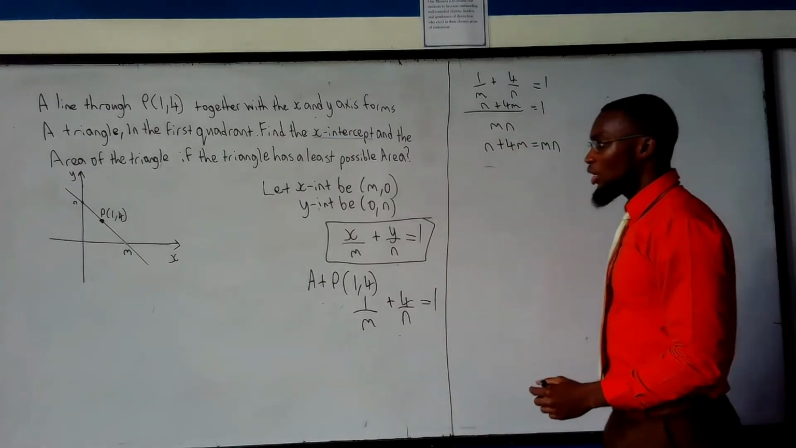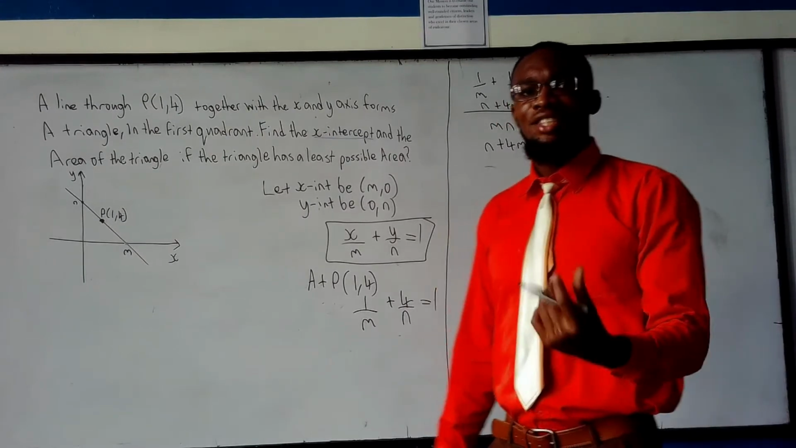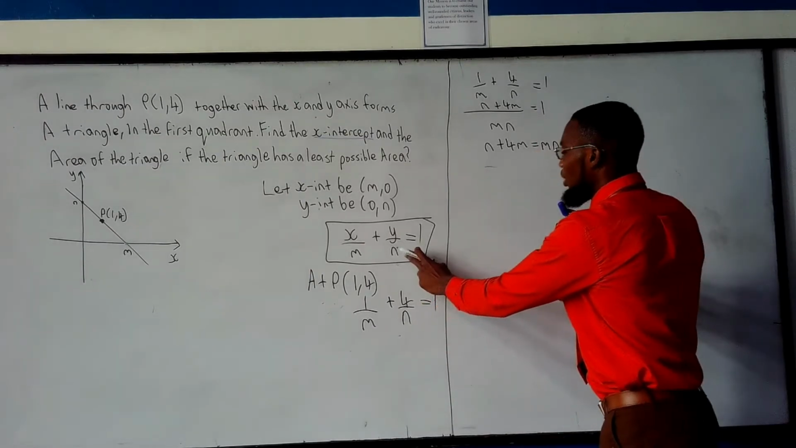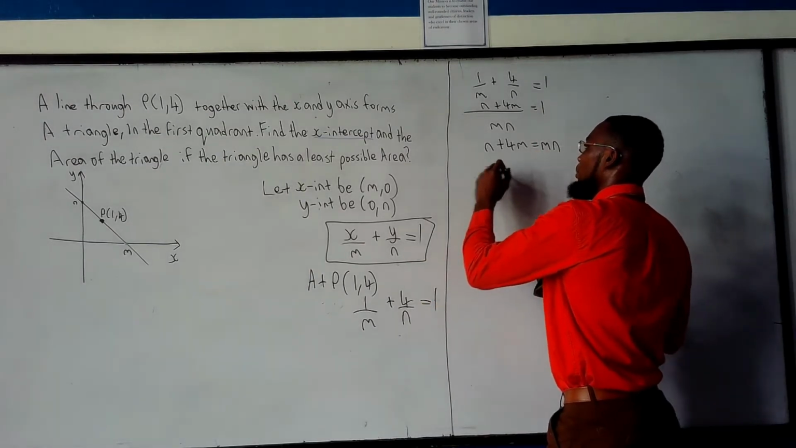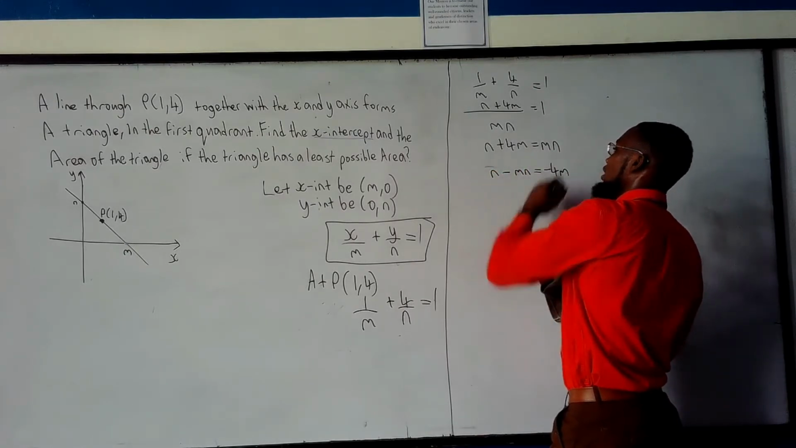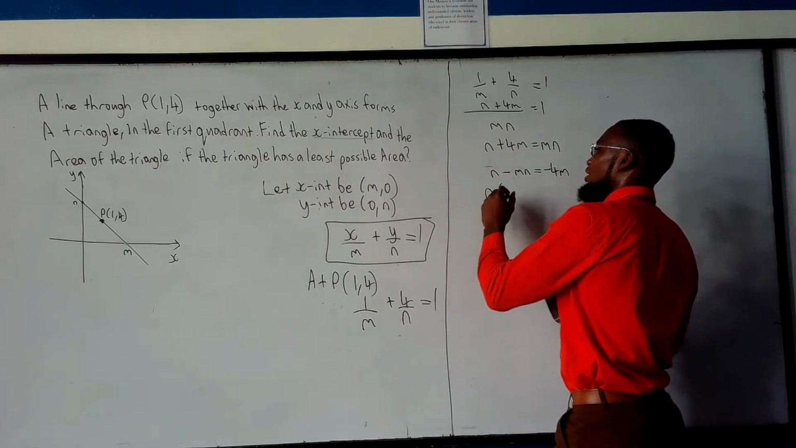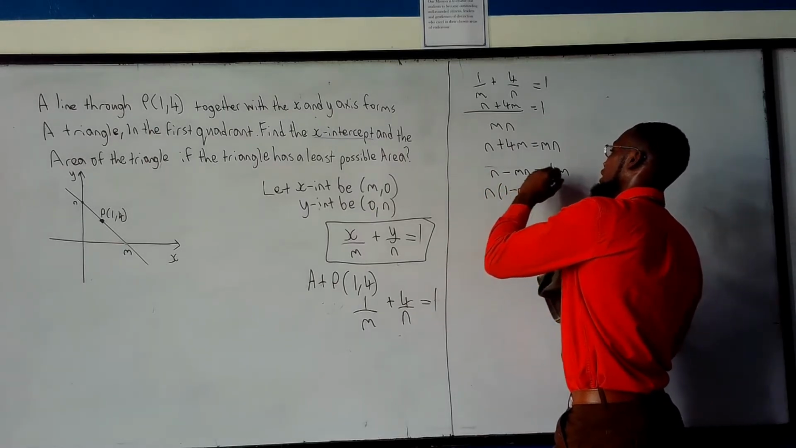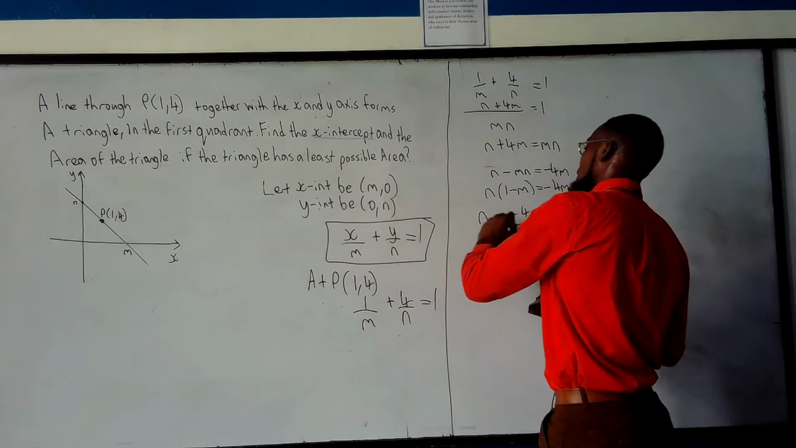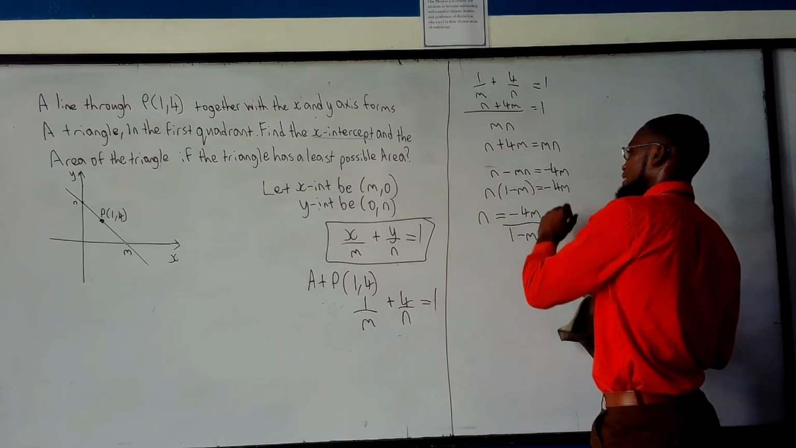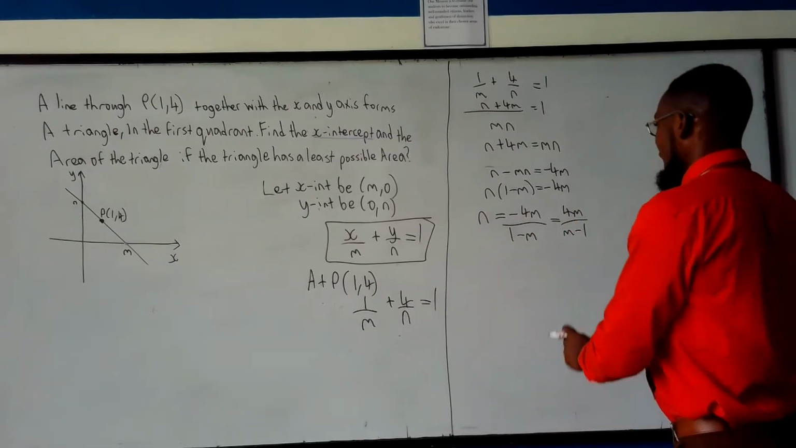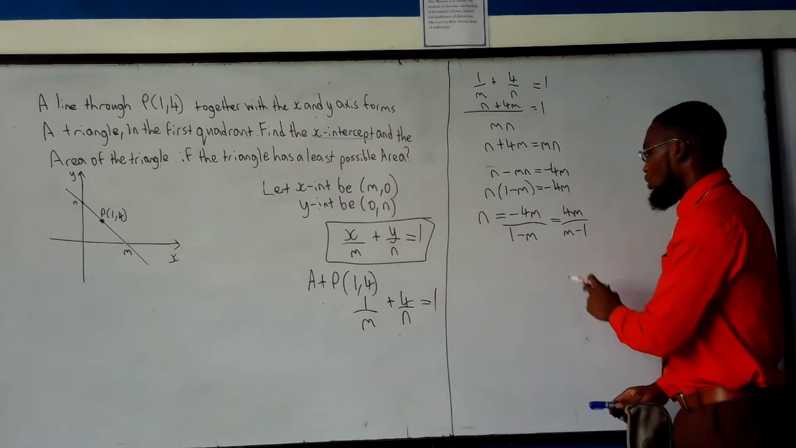Now, what I'm going to do is, we usually want y in terms of x, don't we? So y would be corresponding to n. So I'm going to make n the subject. n minus mn equal to negative 4m. Factor n out, that's n times (1 minus m). So this is telling me n is equal to negative 4m over 1 minus m, which is the same as 4m over m minus 1. So that's what I get for n. n is 4m over m minus 1.